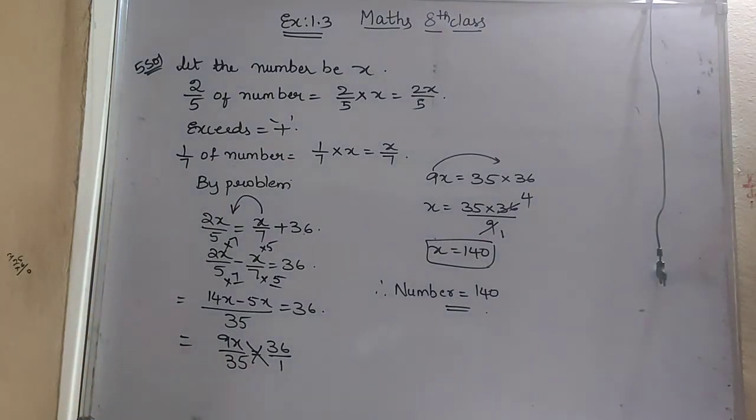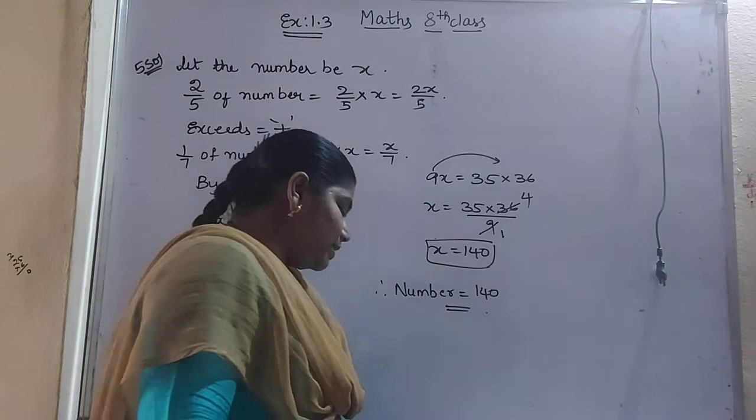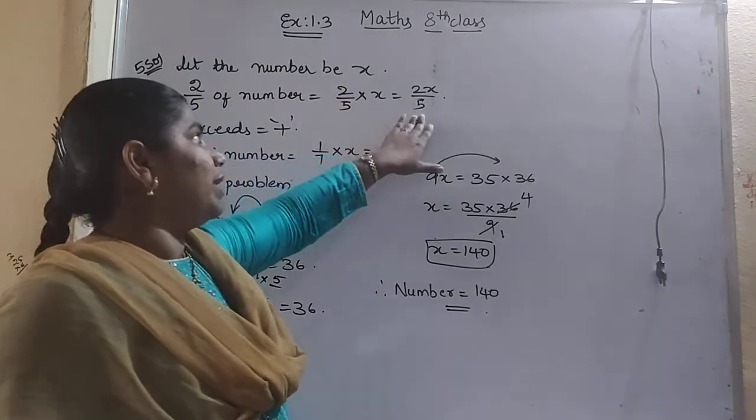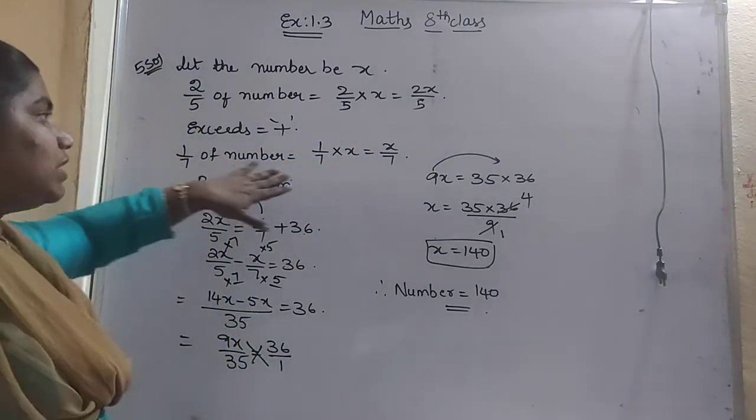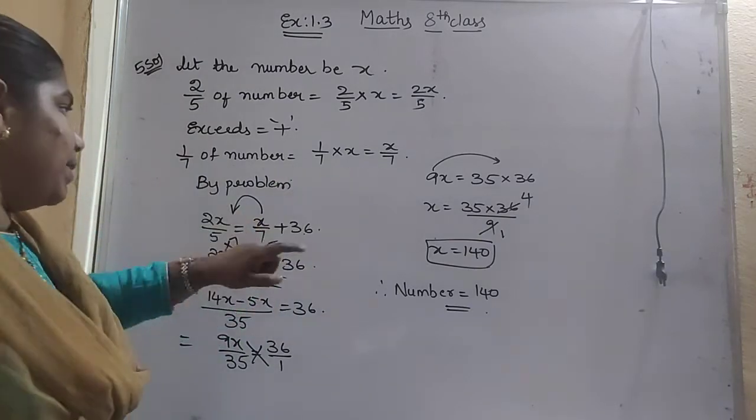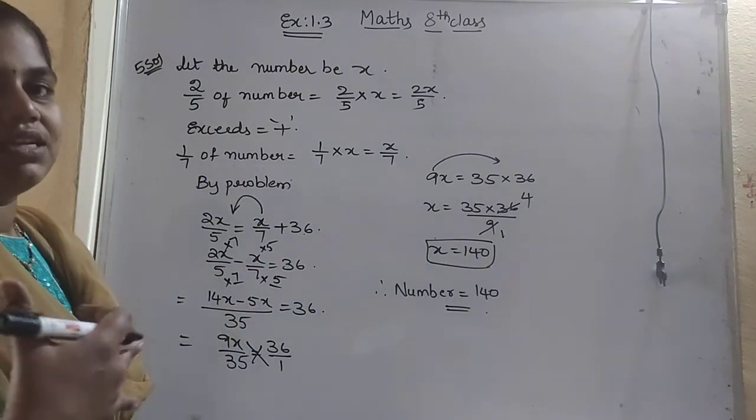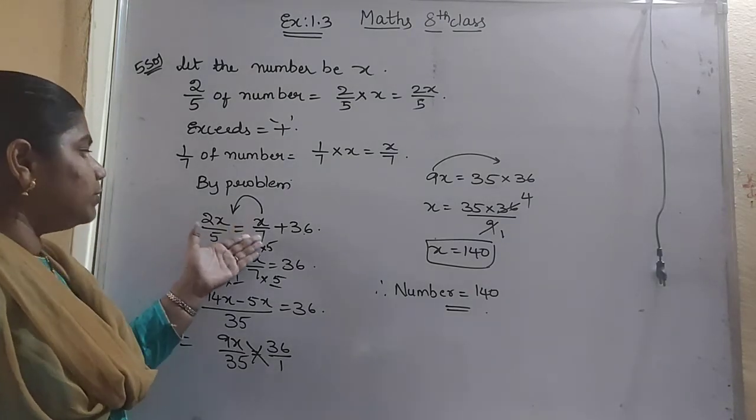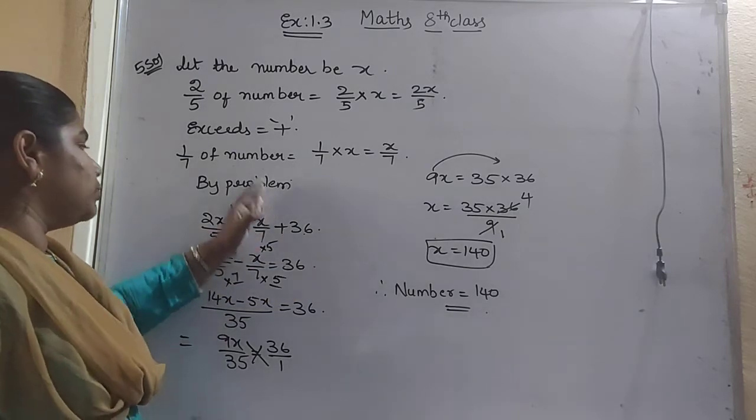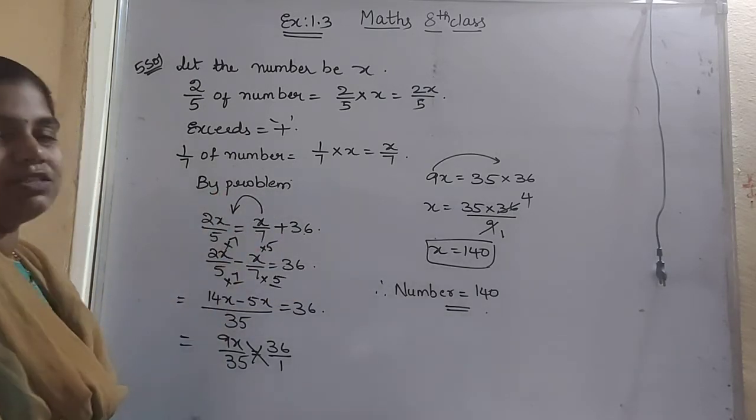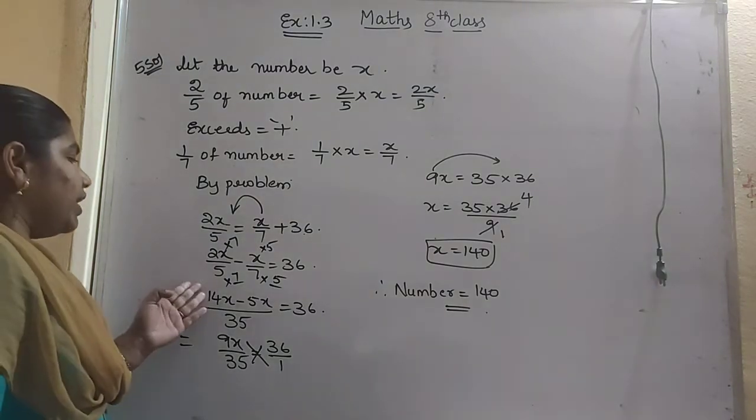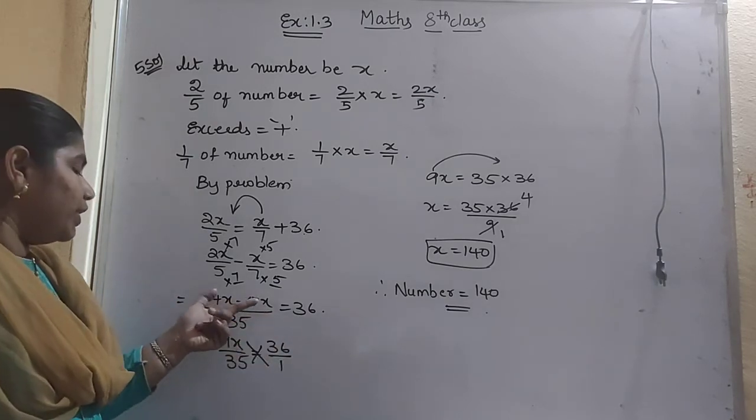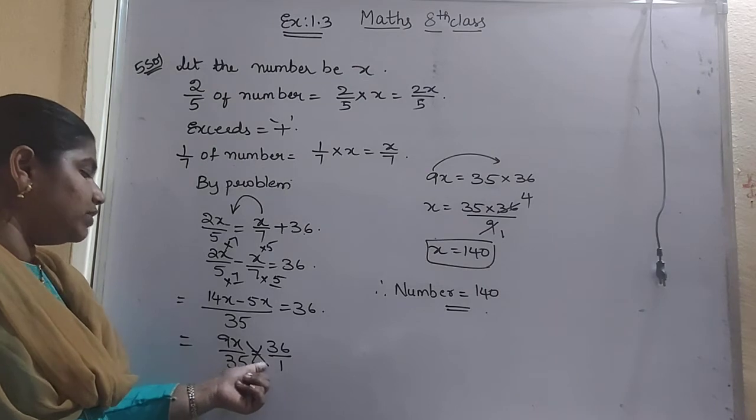So let the number be x. What they told: if 2 by 5 of a number exceeds 1 by 7 of the same number by 36. So 2 by 5 of a number means 2x by 5, and 1/7 of a number is nothing but x by 7. Exceeds is nothing but plus here. By which number does it exceed? That is by 36. So by problem we are writing 2x by 5 is equal to x by 7 plus 36. We are transposing this x by 7 to the other side, it became minus x by 7. Take the LCM. After taking the LCM, it is 14x minus 5x by 35, that will be equal to 36. 14x minus 5x is 9x. 9x by 35 is equal to 36.